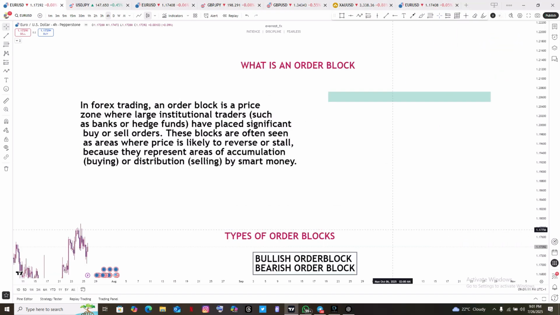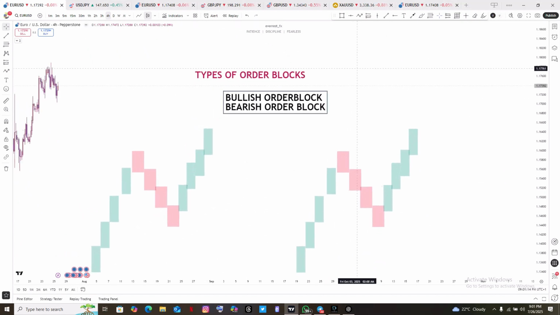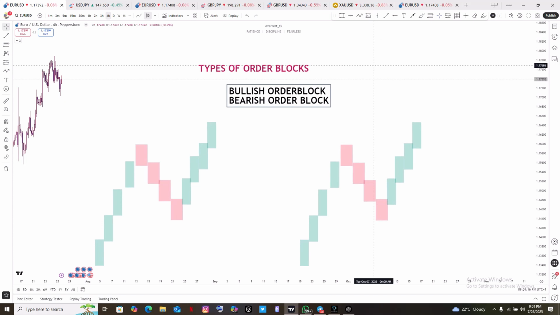We have two major types of order block: the bullish order block and the bearish order block. A bullish order block is an order block that price may react to in order to buy, while a bearish order block is a particular area where price will react to before selling.